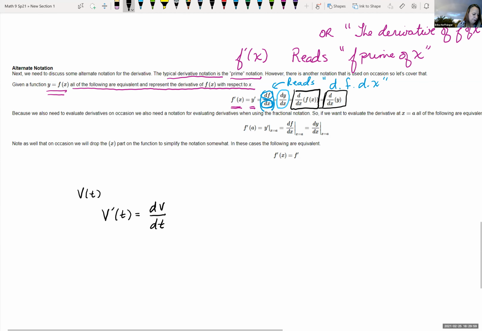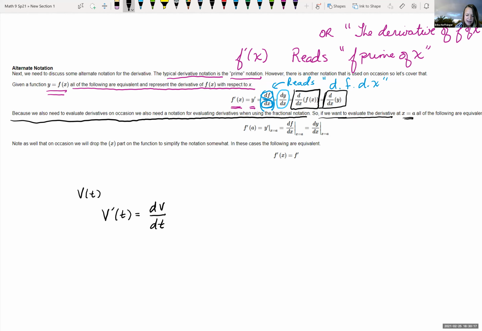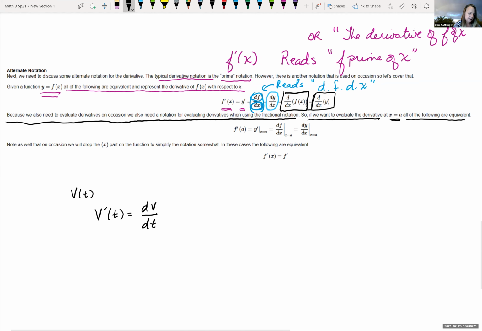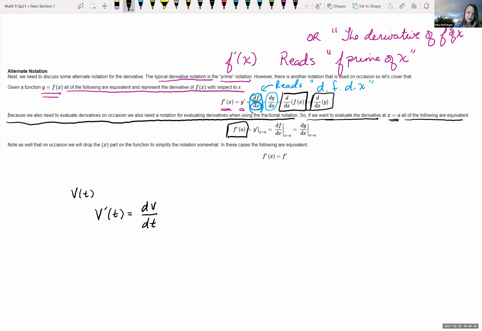So let me just read through. Because we also evaluate derivatives on occasion, we also need the notation for evaluating the derivative when using fractional notation. So we want to evaluate a derivative at x equals a. All the following are equivalent. So we were saying before f prime of a. So that was the derivative of our function when x was a. If we were using y prime, we might use that vertical line and then have x equals a on the bottom. And that says we're going to take the derivative of y and then evaluate it at a. Then df over dx, and dy over dx with the vertical line x equals a.